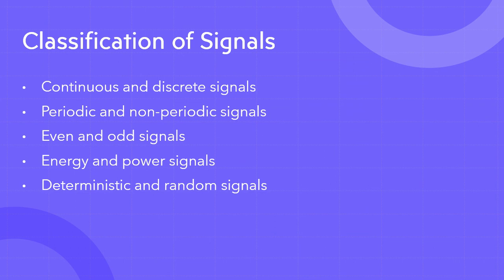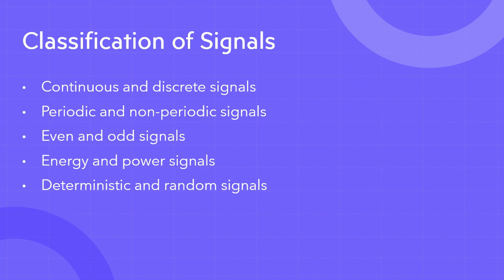Then there are even and odd signals, which are also called symmetrical and non-symmetrical signals. It is pretty much self-explanatory. A signal is said to be an even signal if inversion of the time axis does not change the amplitude value. Don't worry, we will be discussing all these signals in detail. I'm just giving you a glimpse of each and every signal. So don't get scared if something does not make sense right now.